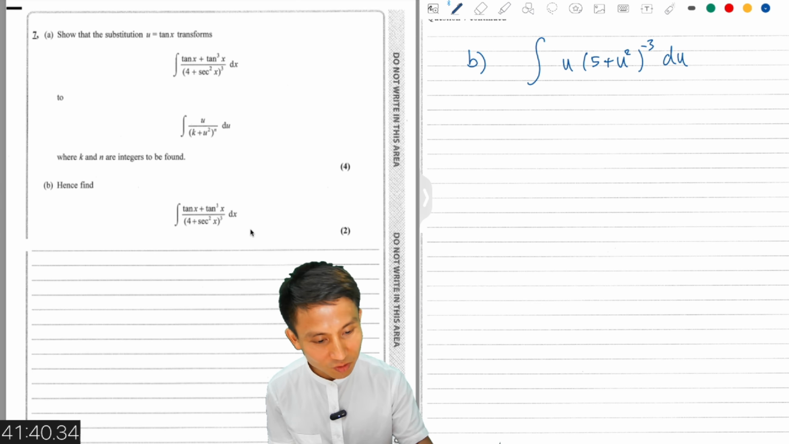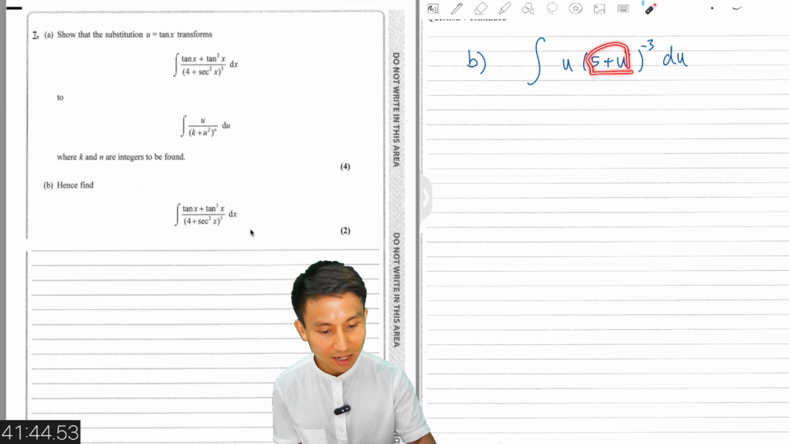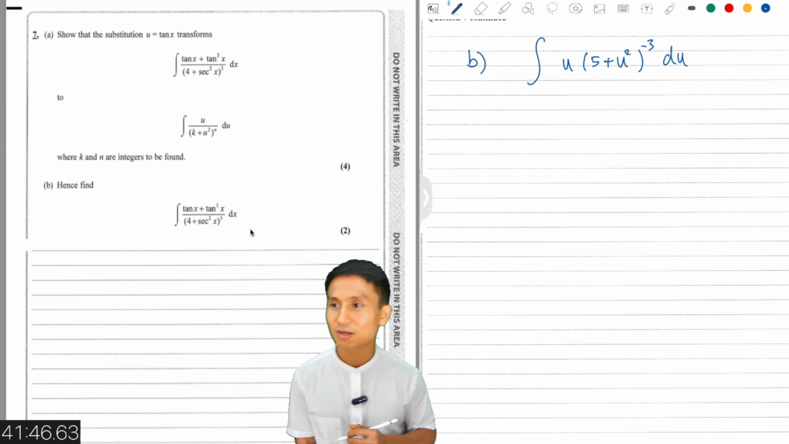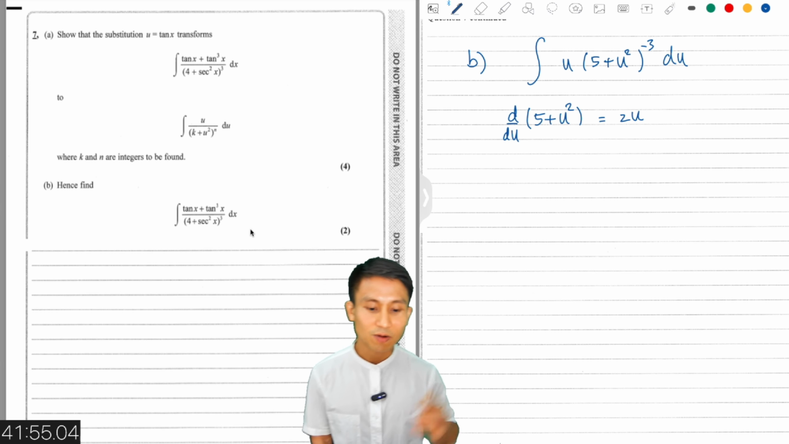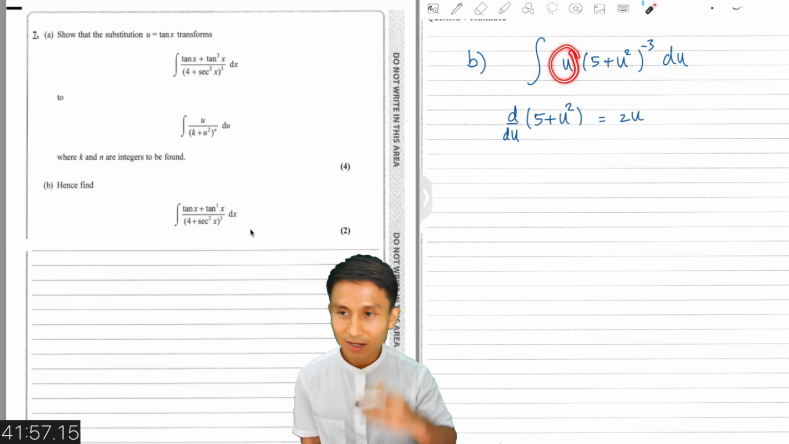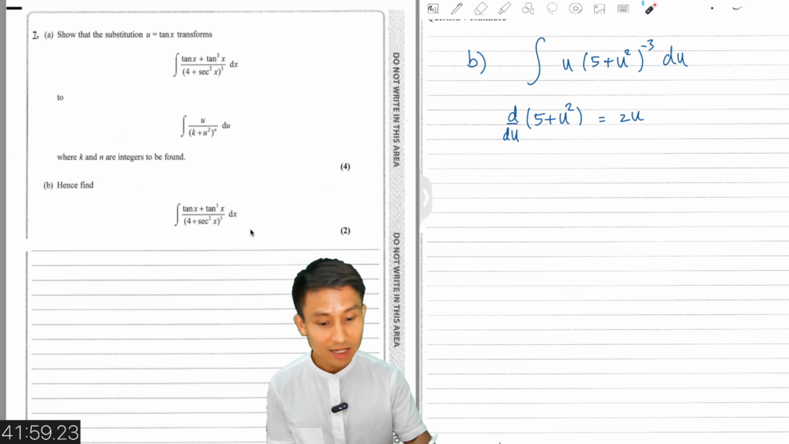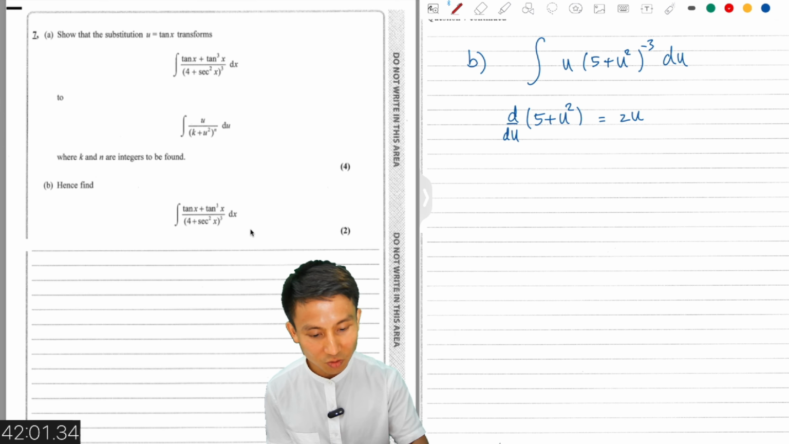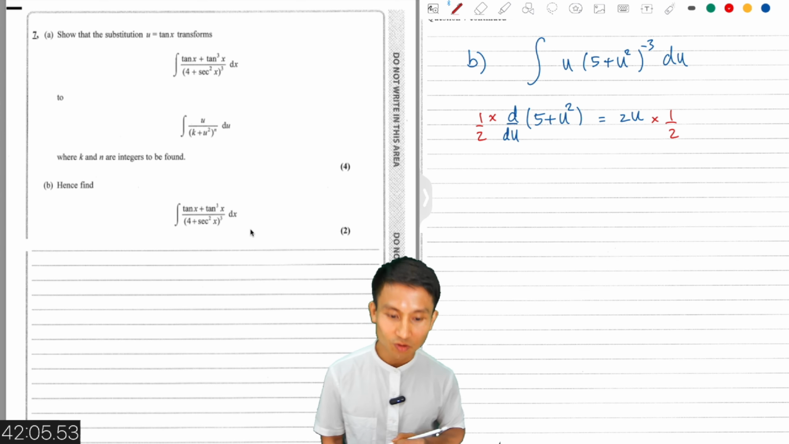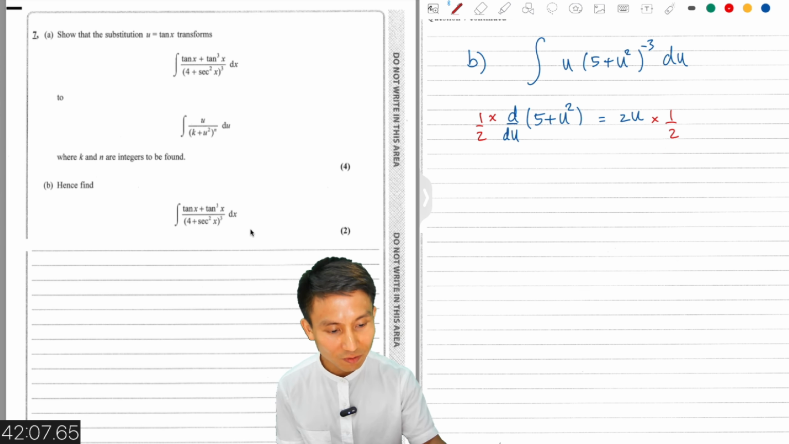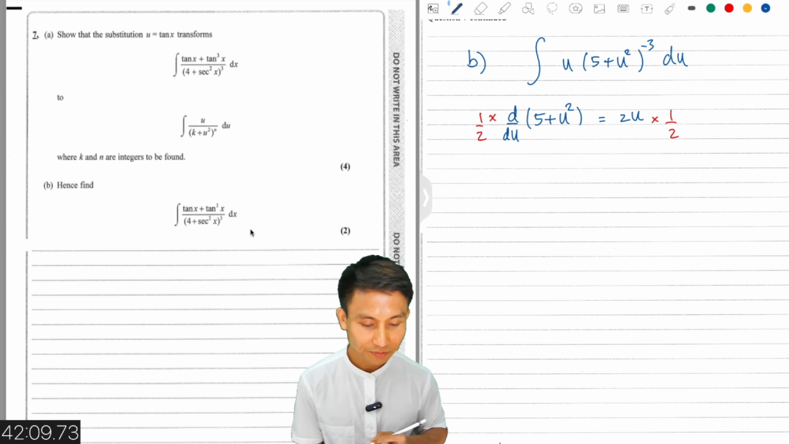Because if you differentiate the inner function here, being powered by minus 3, you're going to get around the same kind of function, u. So we can try that. Differentiating d by du of 5 plus u squared, you get 2u. Now it's not exactly the same as the outside function yet, but we can use a correction factor. So we multiply by 1/2. So we get exactly the same as u there. And this will be the very correction factor we seek.